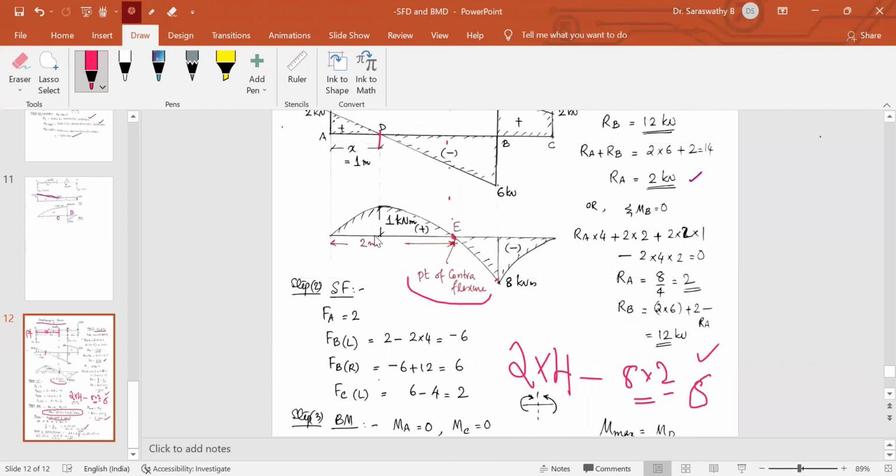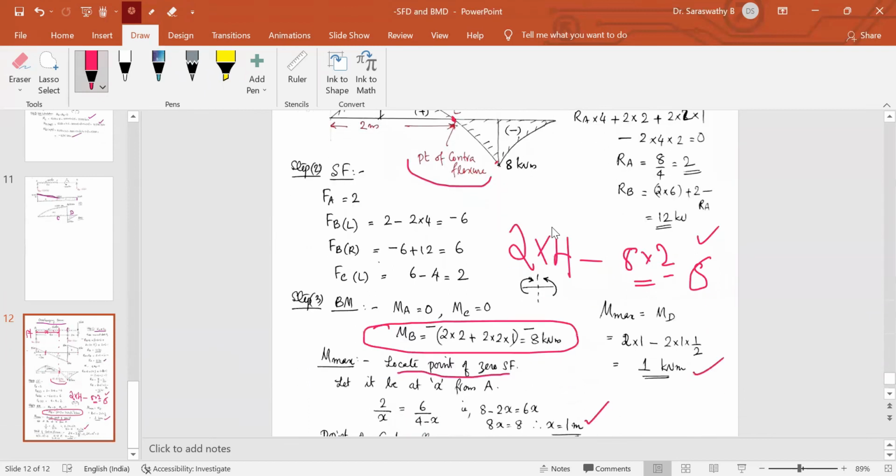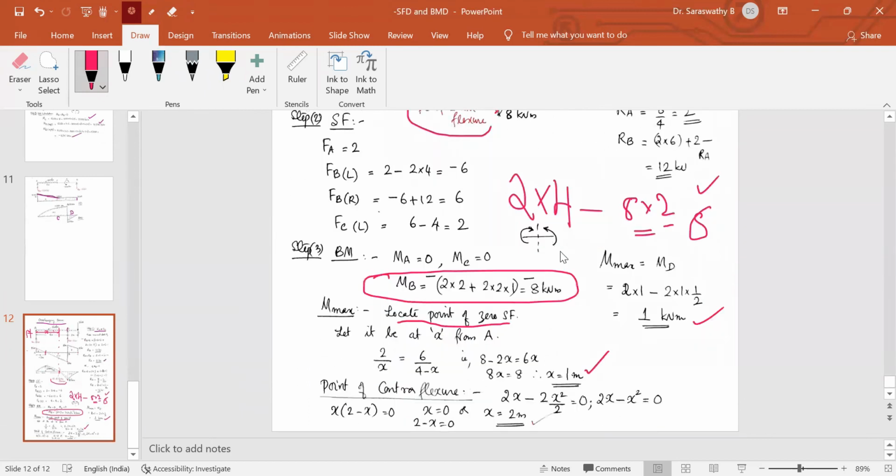So at 1 meter from here, bending moment is maximum. At 2 meter from the left end, the bending moment is 0. So it is very, very important. You are asked to draw the bending moment diagram and salient points. Mark the salient points. So you have to locate zero shear force and maximum bending moment. And the point where the bending moment is 0 is called the point of contraflexion. Okay, so this is the bending moment diagram. With that, we stop for the day. Thank you.